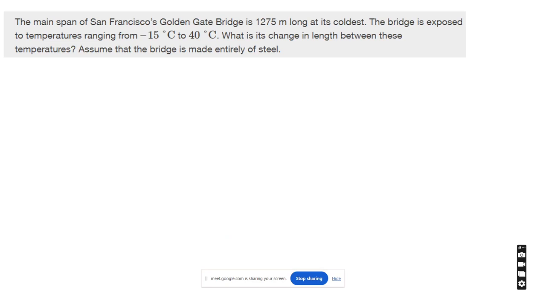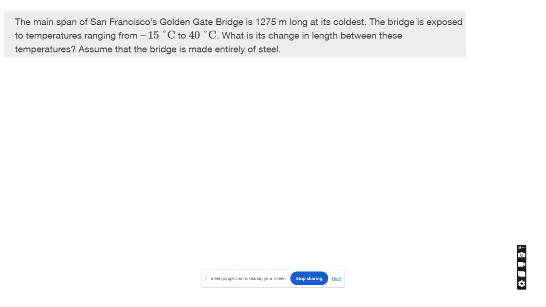Now let us go to the problems one by one. First we are discussing a few problems which we have already gone through in the thermal expansion part. Let us try first. The question is, the main span of the San Francisco Golden Gate Bridge is 1275 meters long at its coldest, and the bridge is exposed to temperatures ranging from minus 15 degrees Celsius to 40 degrees Celsius. What is the change in the length between these temperatures? Assume the bridge is made entirely of steel.